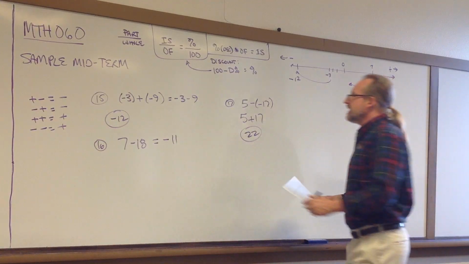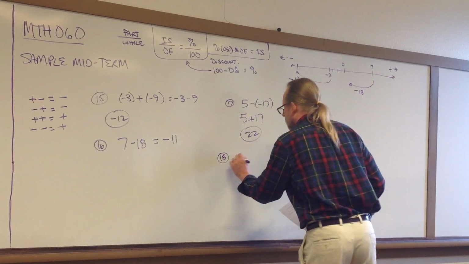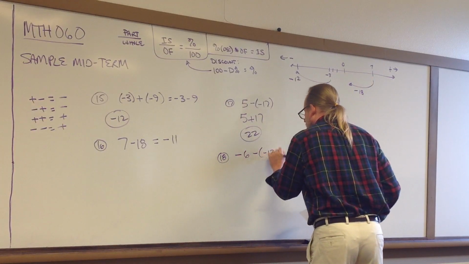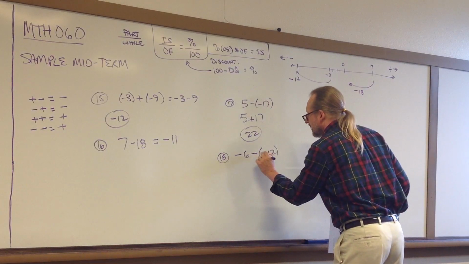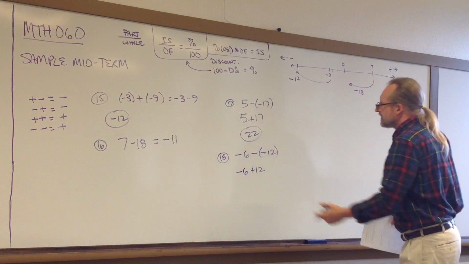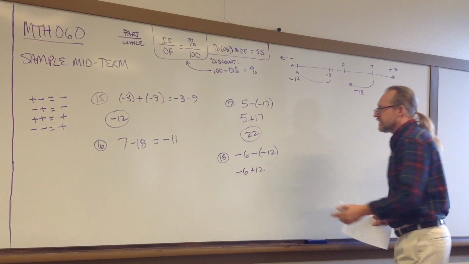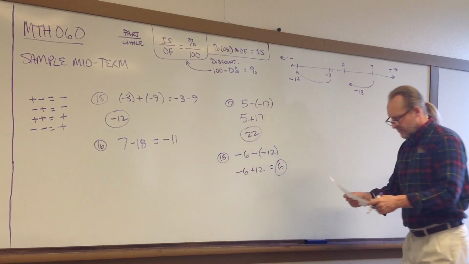All right, problem 18. Negative 6 minus negative 12. Very similar to problem 17 because you've got the negative there. That'll make this positive. Negative 6 plus 12, that's the same as 12 minus 6. You're going to end up with a positive 6 as your answer.